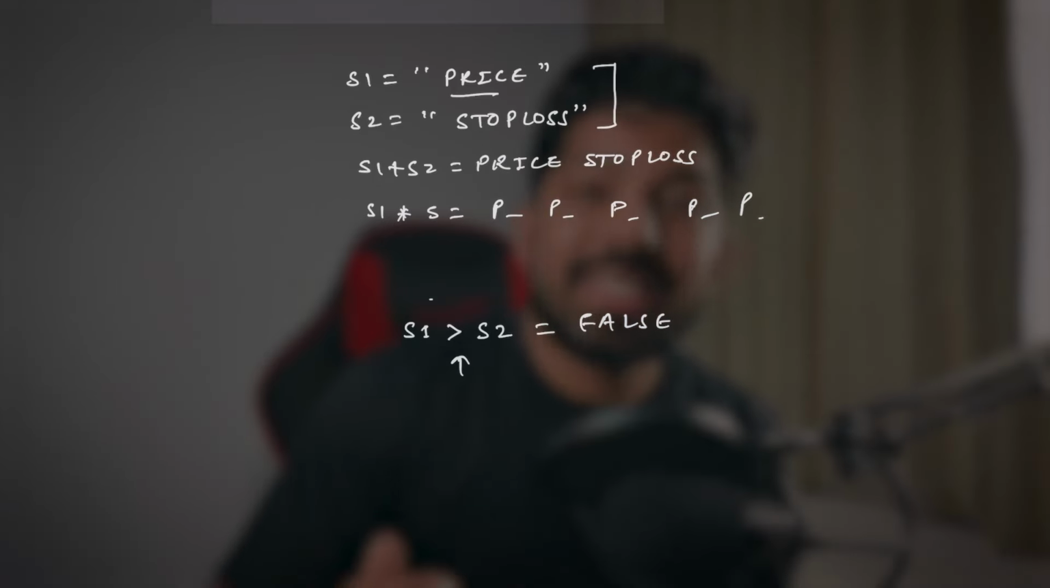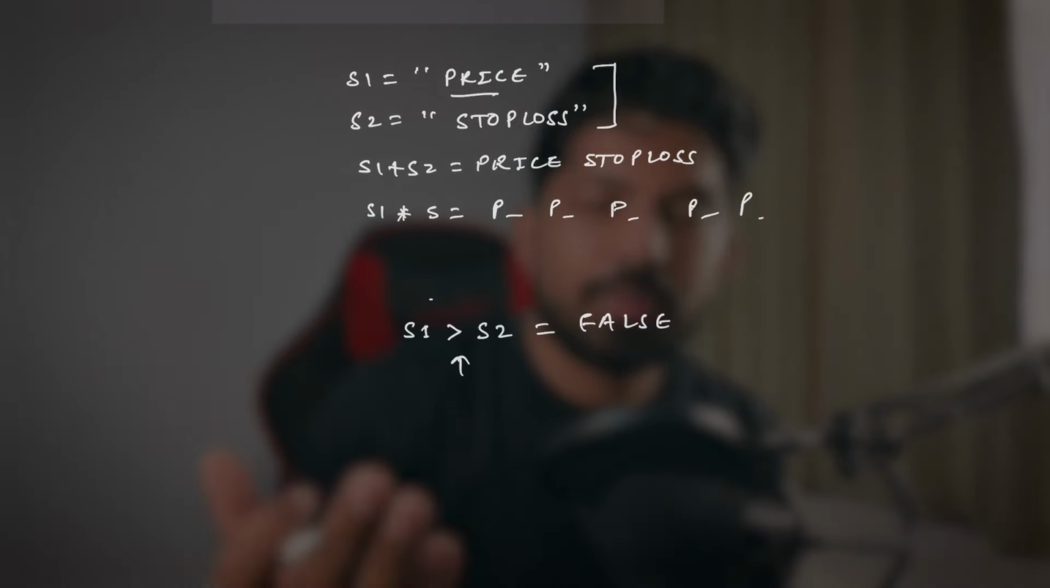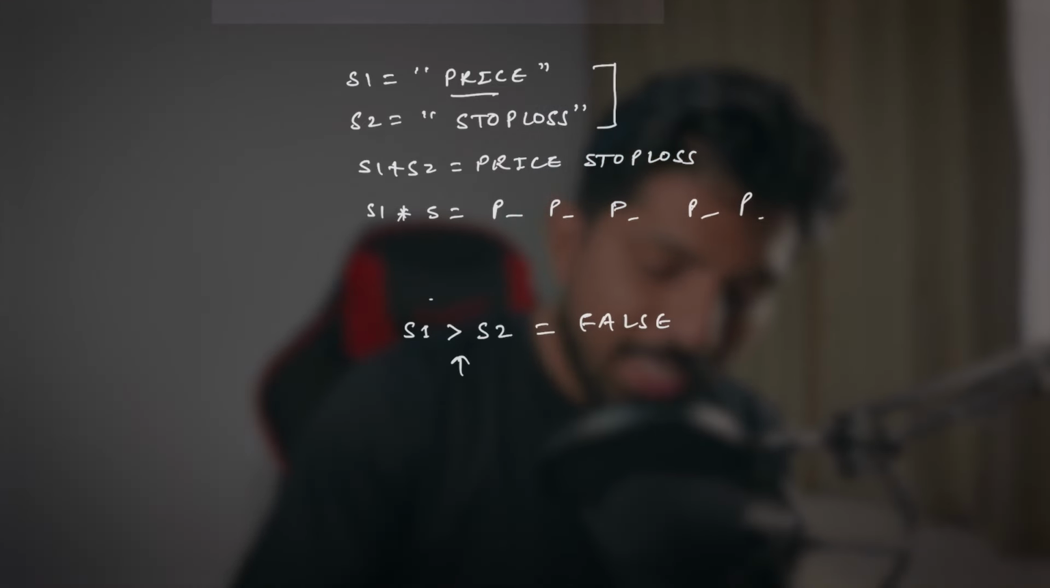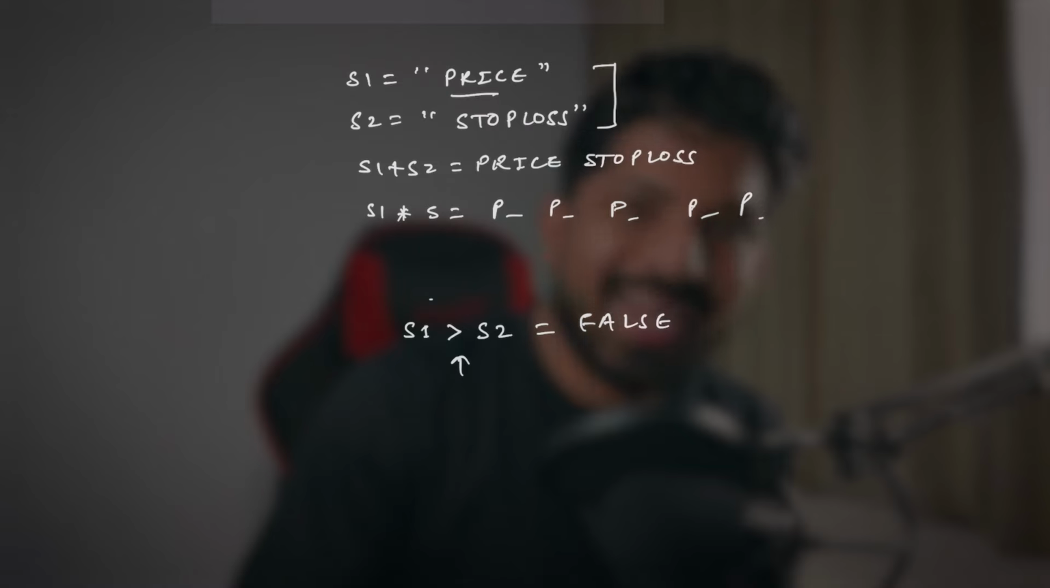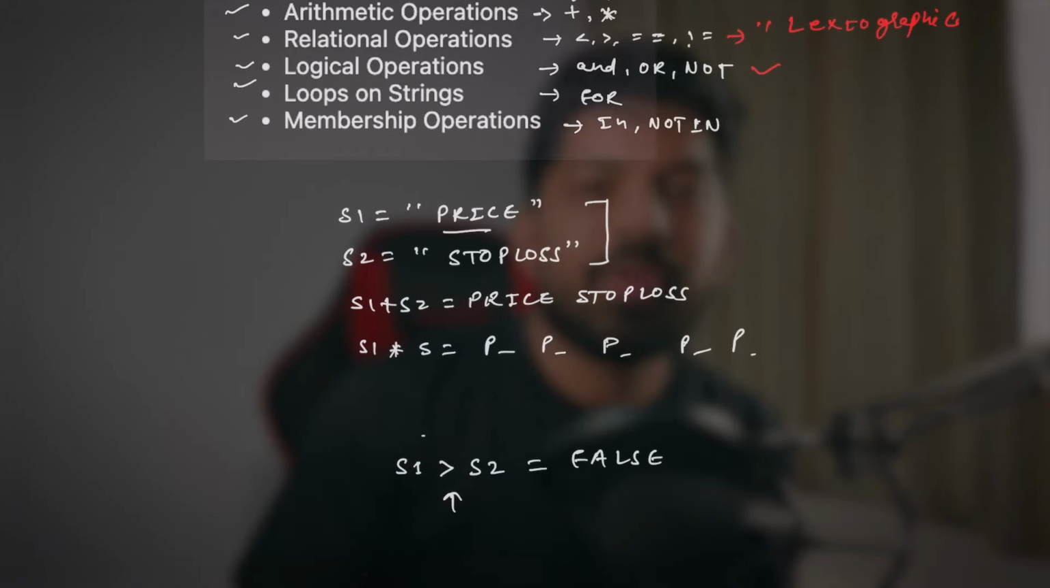Why? Because Python compares those strings based on ASCII standards. Like in a dictionary, whichever word comes later is bigger, right? As we know, in the alphabet, P comes before S. So P is smaller and S is greater. That's why we are getting the value as false. So we can say that relational operators compare lexicographically.